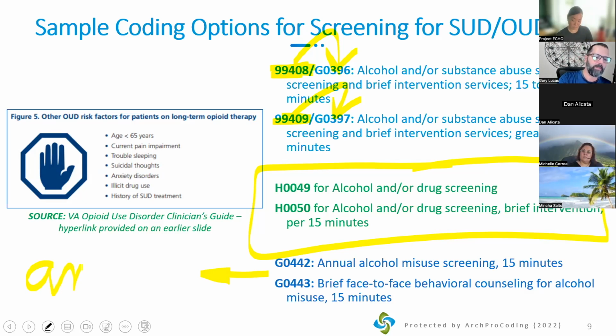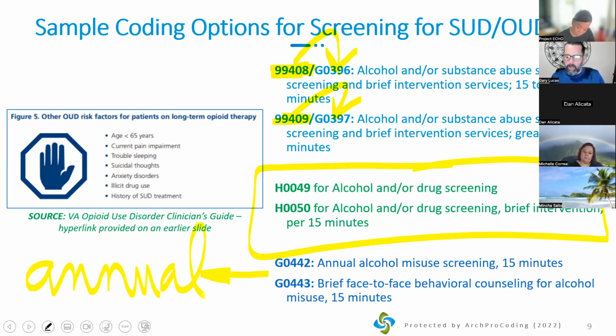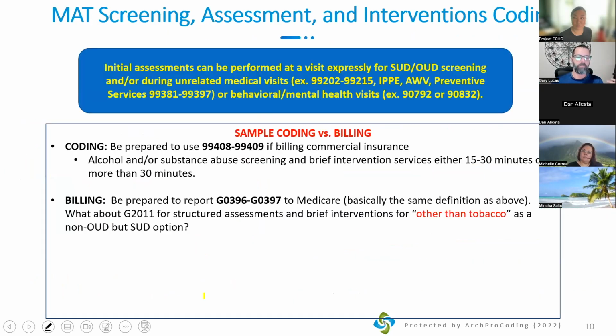Now, the codes here at the bottom are annual codes for Medicare that a traditional doctor's office, an RHC or an FQHC can report for an annual misuse screening, or even a brief face-to-face behavioral counseling for alcohol misuse. Again, you may have licensed professional counselors in Hawaii, but they may not be reimbursable for Medicare, but they may be reimbursable for other carriers. So very basic general coding here for the screening, assessments, and brief interventions near the beginning phases there.